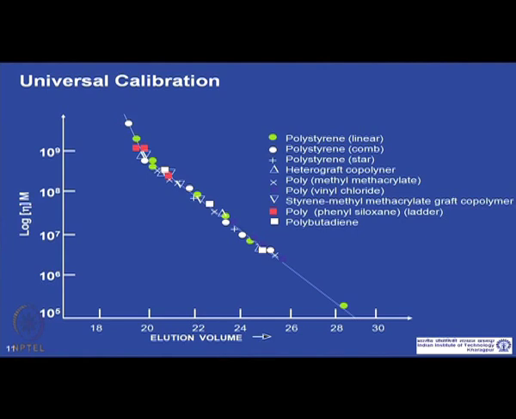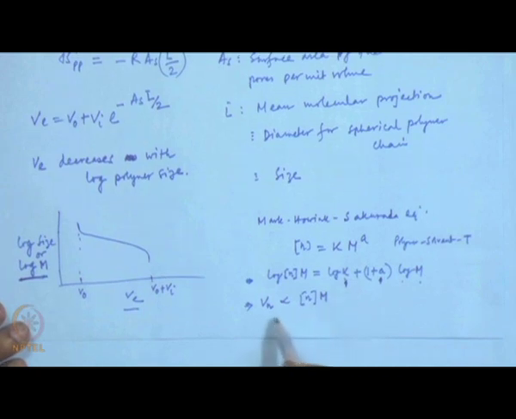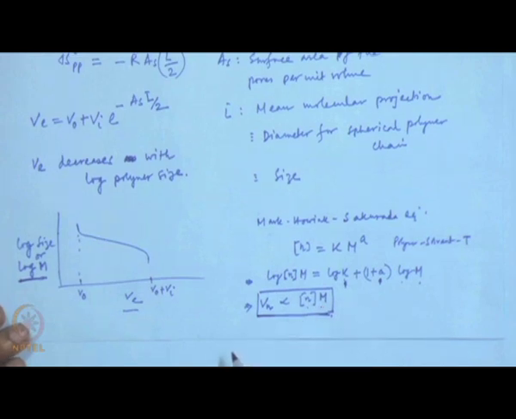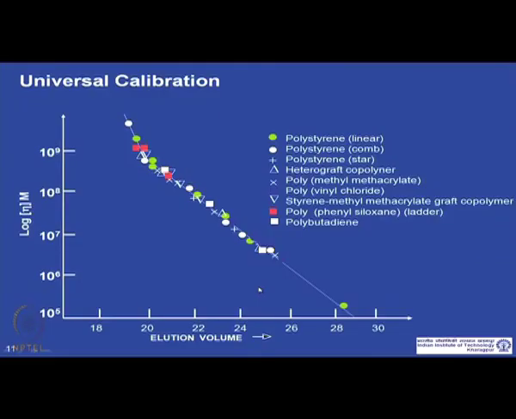To avoid this, remember we talked about again that the hydrodynamic volume, the polymer size, is proportional to intrinsic viscosity multiplied by molecular weight. So, if you can find out the intrinsic viscosity of the polymer, then a plot of log of eta times M against elution volume should give the polymer size versus the elution volume.